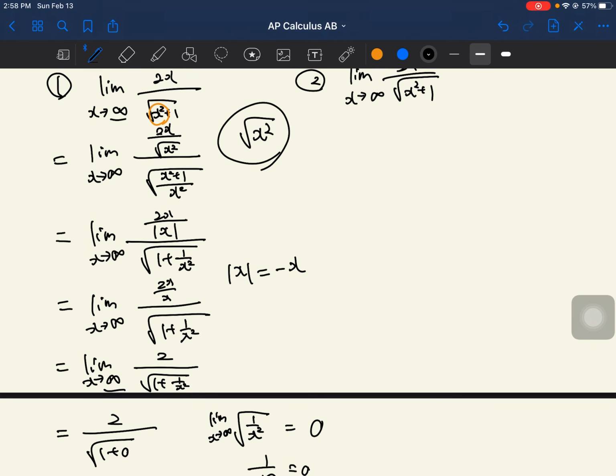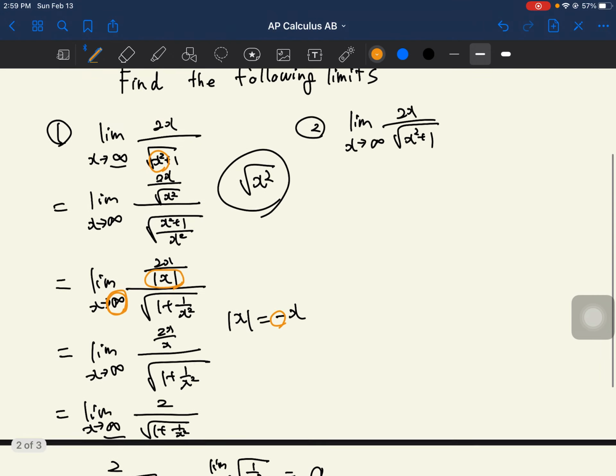So the point is, first you have to divide by the highest degree term in the denominator, which is the square root of x squared. This is the first one. And second, you have to be careful with the absolute value. If the x value is positive, you can just take it out. But if it's a negative value, you have to put a negative here. Let's work on one more question.